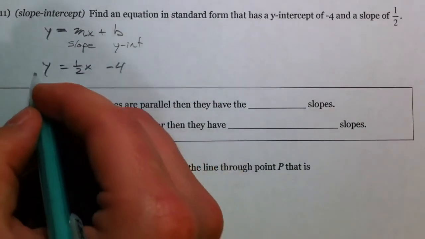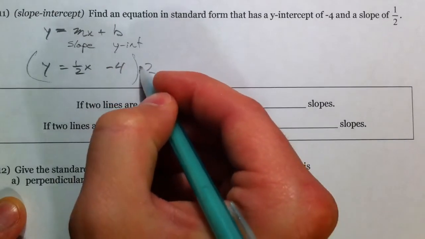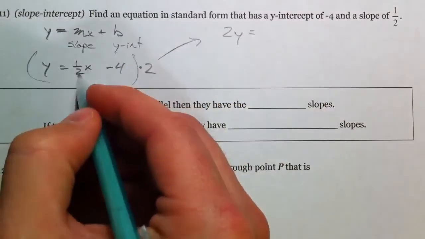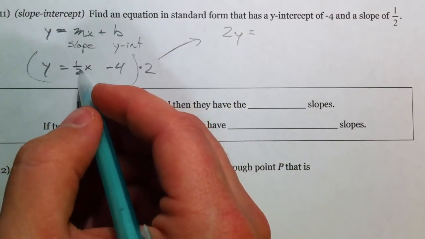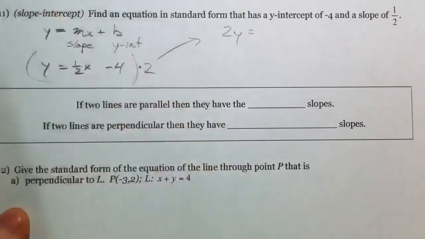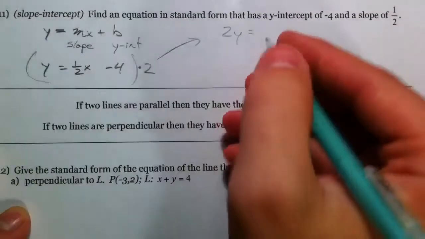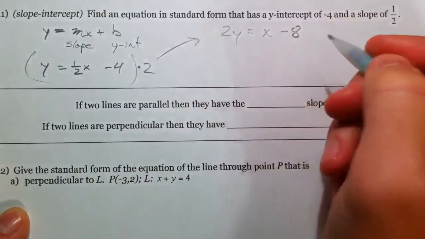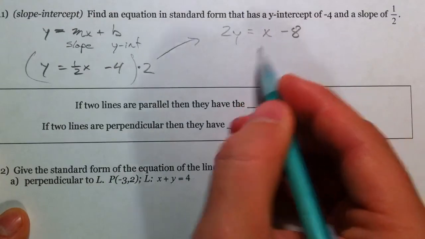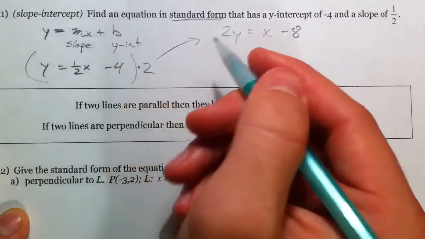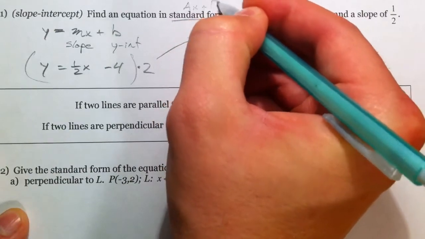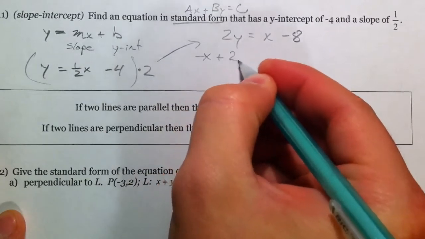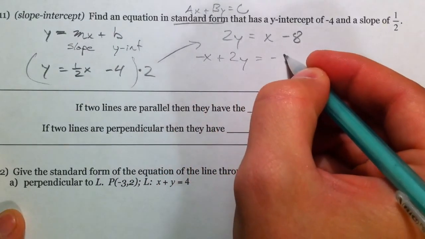Again, no fractions, so we're going to multiply through by 2. So you get 2y. And why I'm choosing 2 is because 2 gets rid of the 1/2. You'd always want to multiply through by whatever the common denominator is. So that gets us back to x, and negative 4 times 2 is negative 8. So again, subtract the x over to get it into standard form, the ax plus by equals c. Just some practice to get us there. So negative x plus 2y equals negative 8.